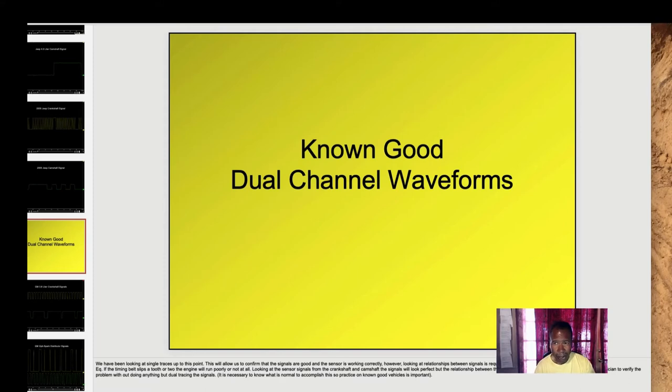Before you take the car apart, you may be able to identify if the timing belt has jumped a tooth or somebody installed it wrong. That takes a lot of practice, but dual channel waveforms are good for this purpose. So let's get to it. Again, we're going to look at known good dual channel waveforms.